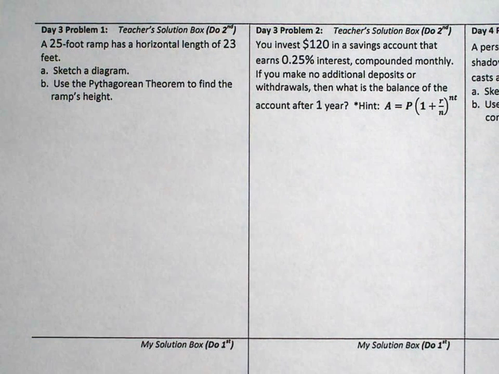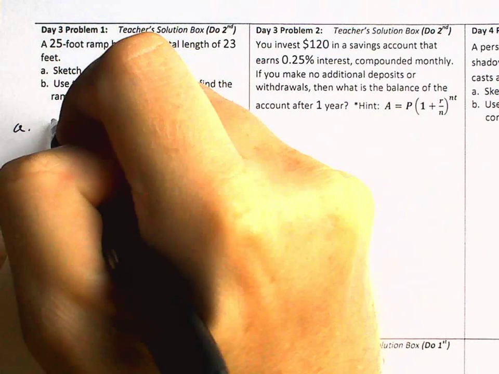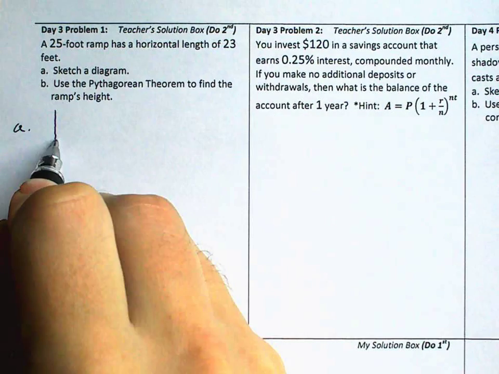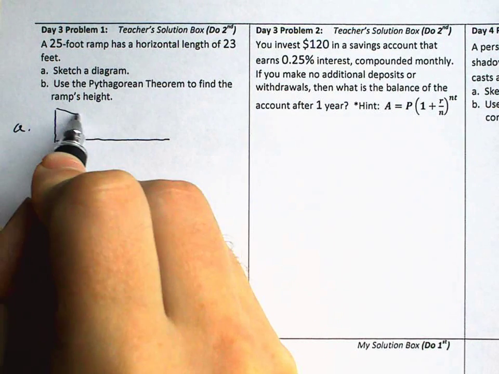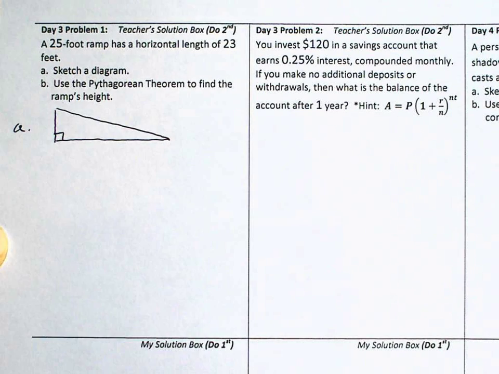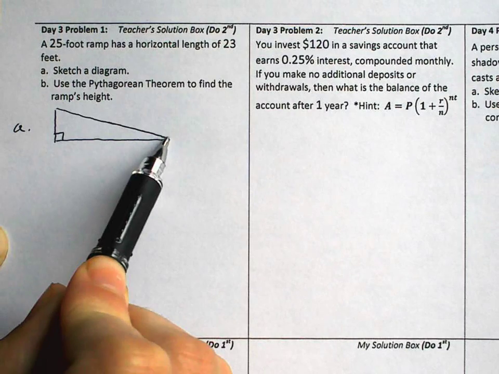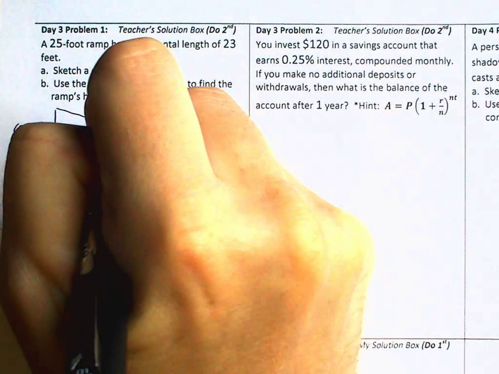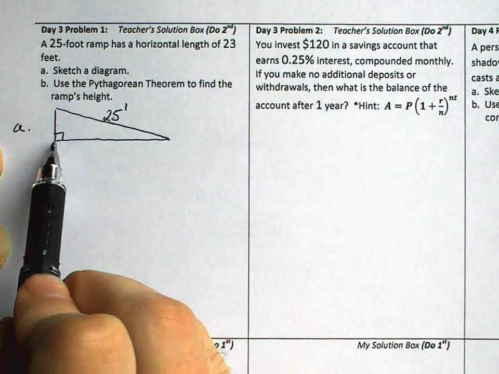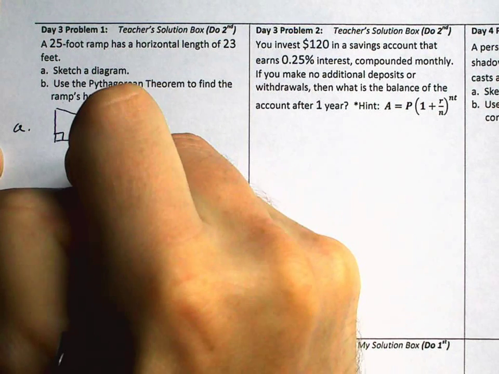Day 3, problem 1. A 25-foot ramp has a horizontal length of 23 feet. Sketch a diagram. And so from the side, we can draw a ramp as a right triangle. The ramp itself is 25 feet, so it's this side of the triangle that is the ramp that gets labeled 25 feet. And we're told the horizontal length, so across here, is 23 feet.